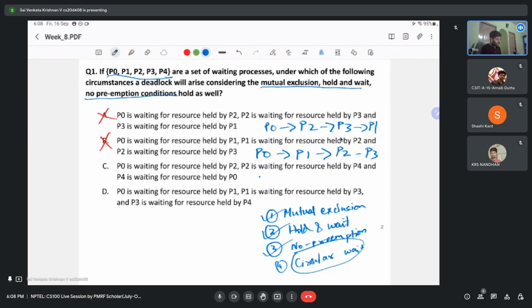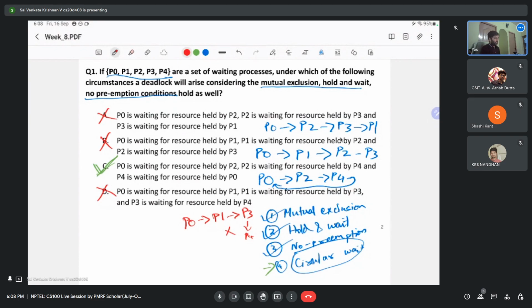Option C, which you are telling is correct, let's see. P0 is waiting for P2, P2 is waiting for P4, and P4 is again waiting for P0, right? So there is a cycle in this wait-for graph. So the circular wait condition is holding for option C, and option C is the correct answer. And option D, if you see again, no loop would be forming. P0 is waiting for P1, P1 is waiting for P3, and P3 is waiting for P4. So there is no loop, and this is also a wrong choice. So option C is the correct answer, since the circular wait condition is holding.